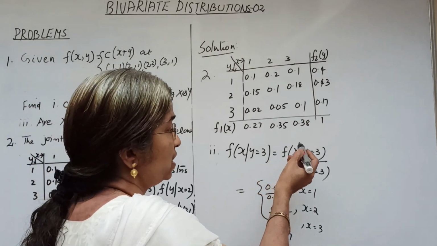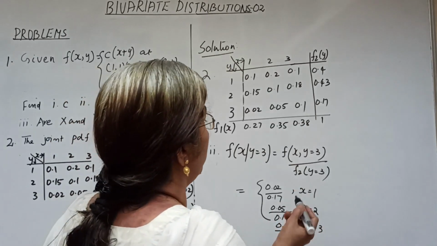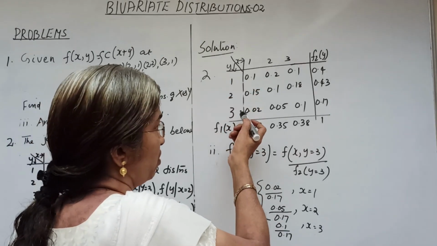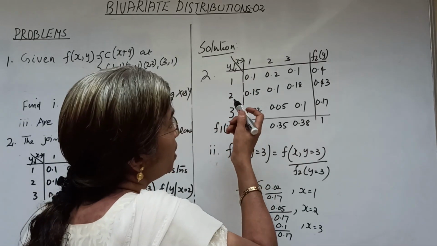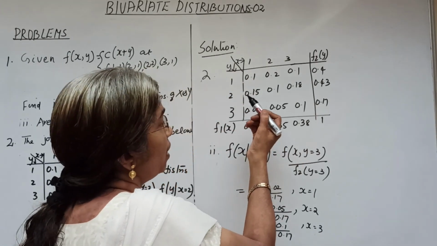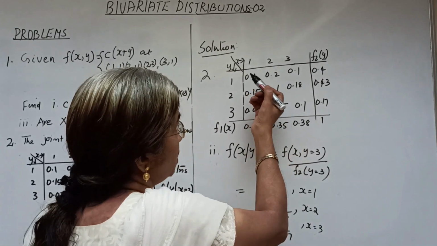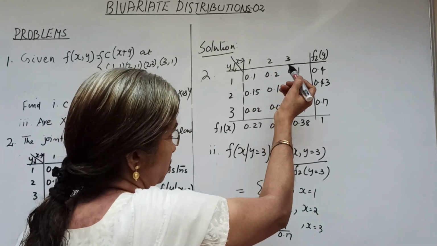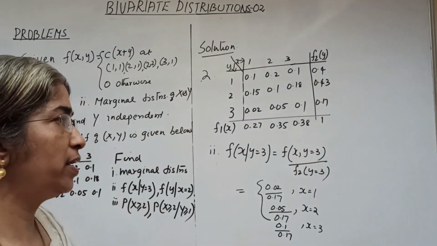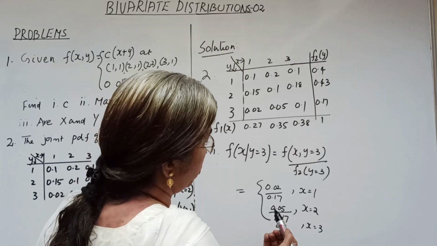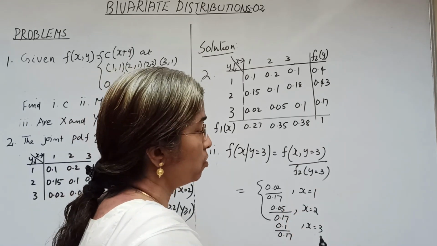Let me once again discuss this f(x given y equal to 3). It is defined as f(x, y equal to 3) divided by f2(y equal to 3). That is, we have to fix y equal to 3. Here, as y is given in rows, y equal to 3 is the third row, and we have to obtain the ratios, the third row values at x equal to 1, 2, 3. All these values are divided by the third row total 0.17, which is f2(y equal to 3), the marginal distribution of y at y equal to 3. I hope you follow me.